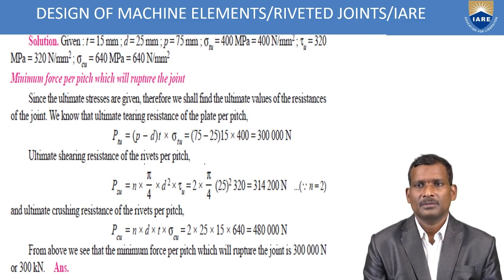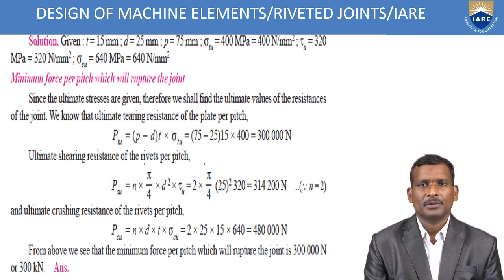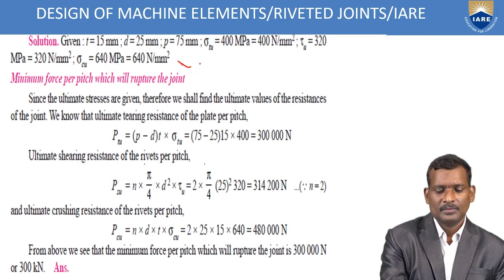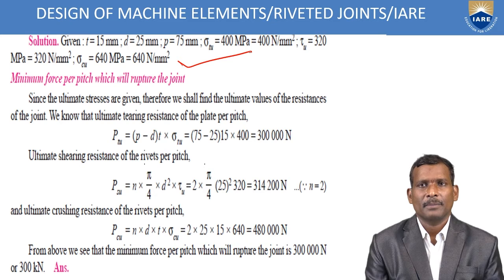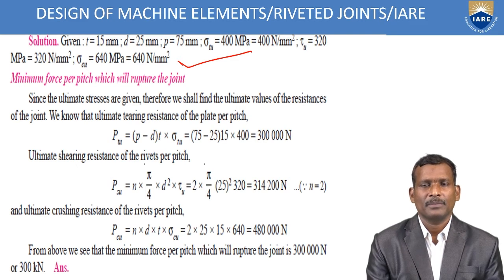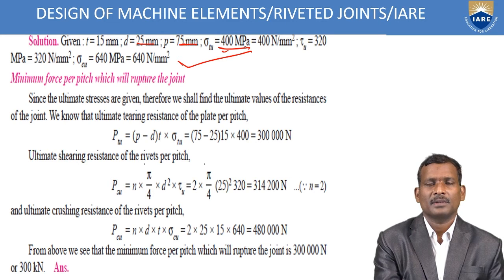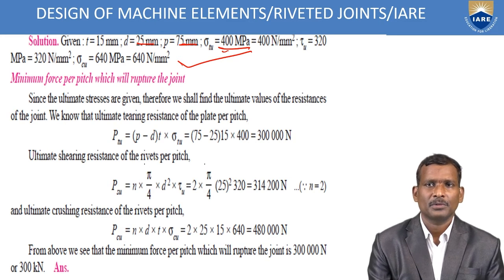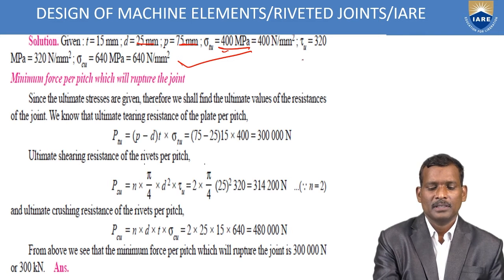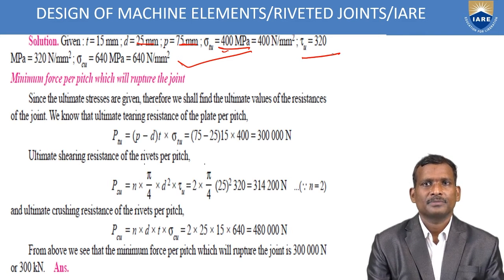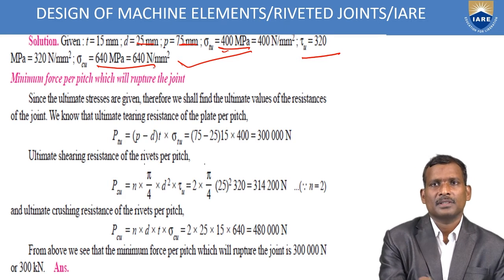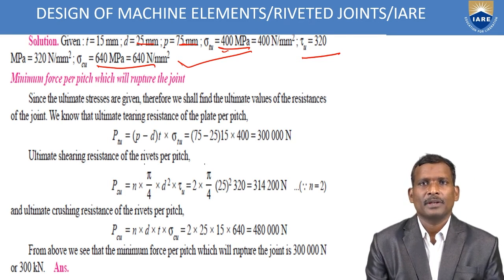So the solution we will see. First of all, write down the given data. So given t is 15 mm, small d is 25 mm, and p is 75, and sigma T, ultimate tensile 400 megapascal, you can convert into Newton per mm square. Similarly shear ultimate 320 and compressive 640. So first calculate the minimum force per pitch which will rupture the joint.